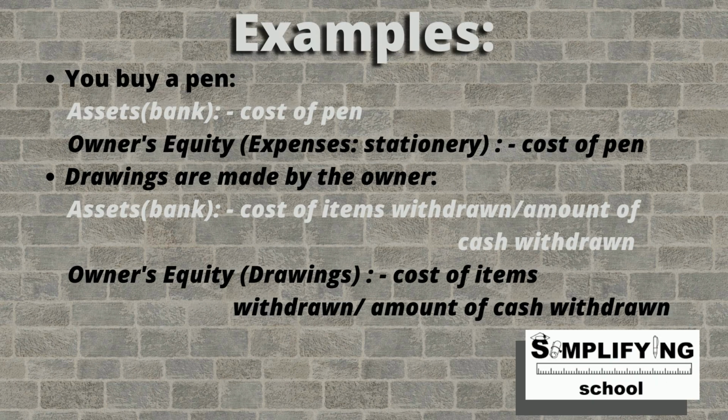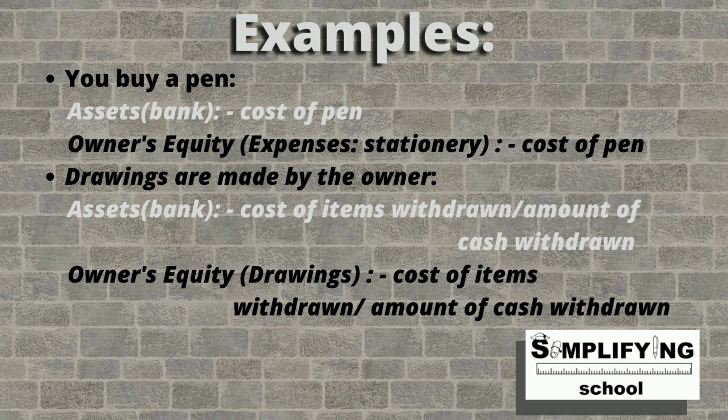When you buy a pen, remember we earlier spoke about buying a pen, and we looked at the assets part of it. Now we're going to look at the other part of the transaction. Remember we said when you buy a pen, your bank account or your money is going to be less with the cost of the pen. Now, owner's equity is the other part, and because it is an expense, there would also be a negative effect on owner's equity. If you want to go into more detail, because you bought stationery, which is an expense, owner's equity will have a negative effect by the amount of the cost of the pen.